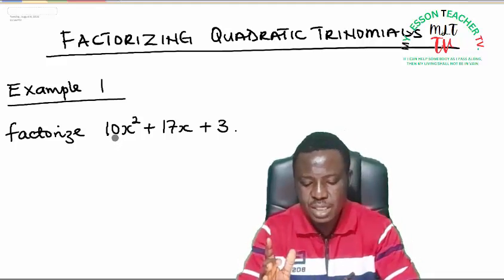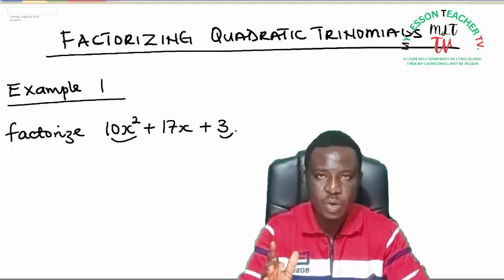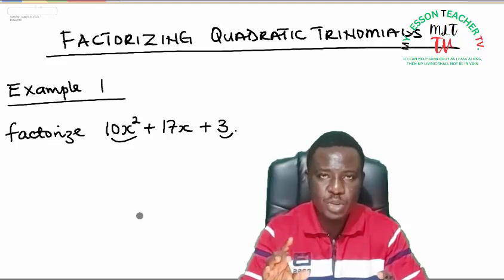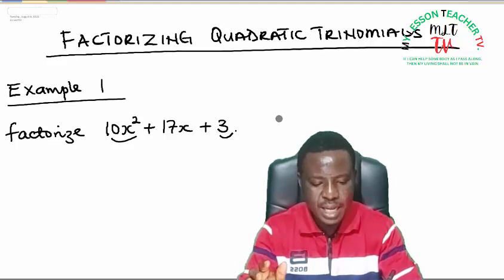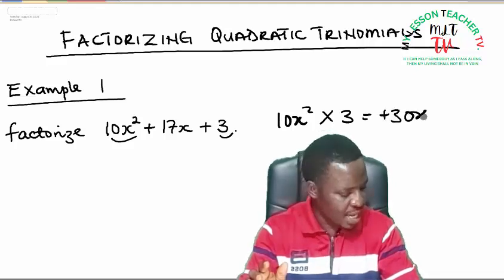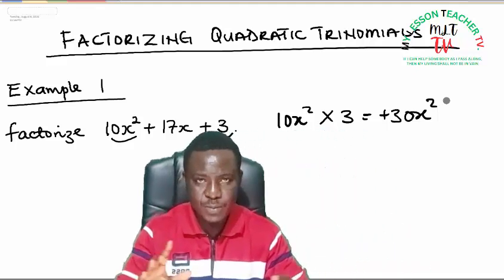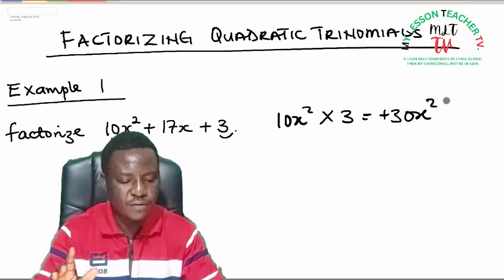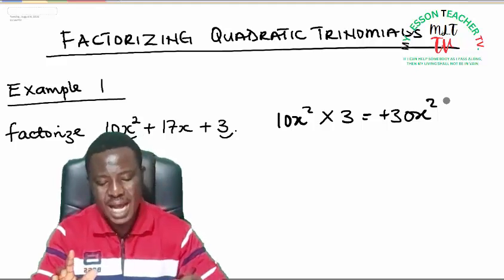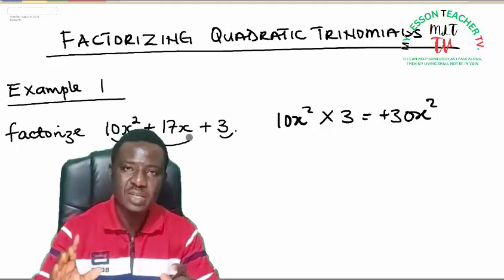In this case, the first term is 10x squared, while the last term is 3. So we shall look for two terms that when we multiply them together, give us the product of these two terms. And the product of 10x squared and 3 is equal to positive 30x squared. So we shall look for two terms that when we multiply them together, give us positive 30x squared, and when you add them together, give you positive 17x.